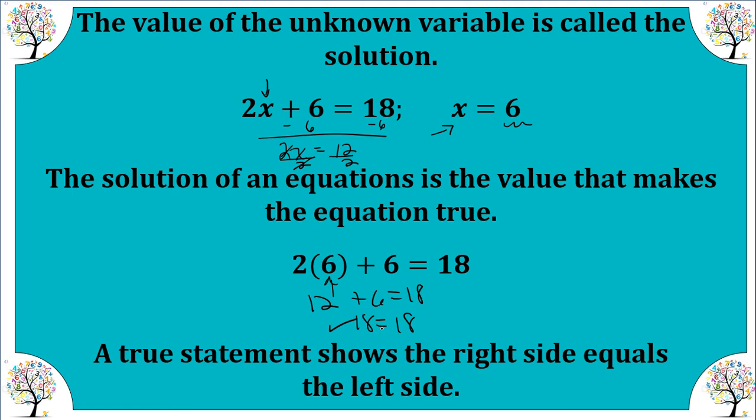So remember, when we are solving equations, whatever we do to the left side, such as subtract 6, we also have to subtract on the right side to keep it balanced. Then we divided both sides by the coefficient of 2 to keep the equation balanced. Again, whatever we do to the left, we have to do to the right. And once we got our solution, x equals 6, we plugged it into the equation and used the order of operations, and we got a true statement where the right side and the left side equal one another.